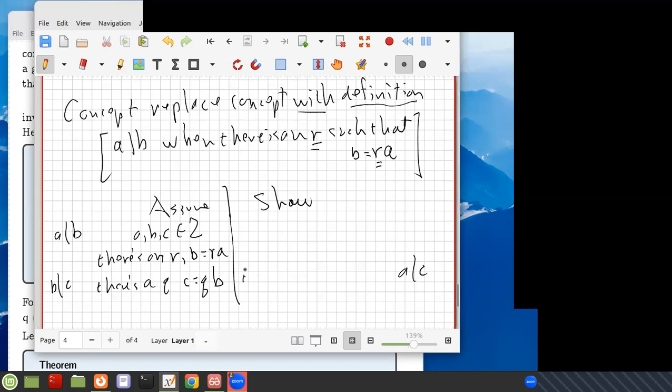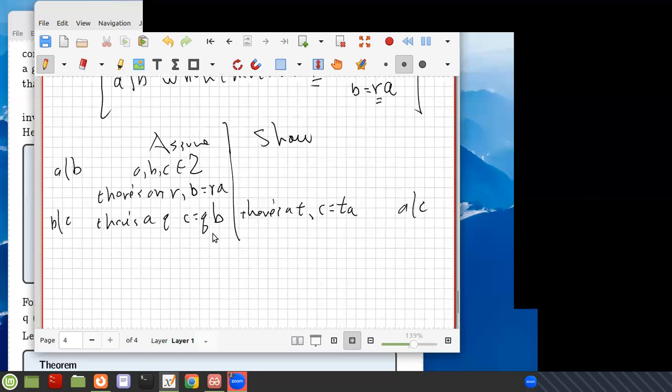So that's going to be, there's a, rq, say there's a t such that c equals t times a. Okay. Now, this is actually much more concrete. What I need to show is that there's a number t given that c equals q times b and b equals r times a.